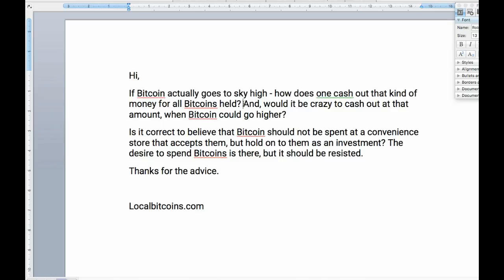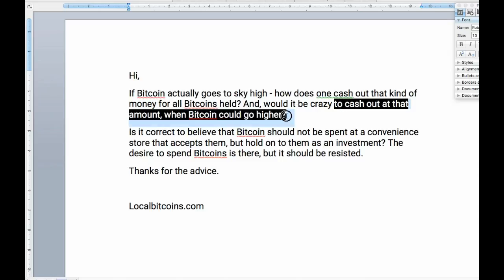Second part is, would it be crazy to cash out at that amount when Bitcoin could go higher? This is an interesting question, because part of this paragraph we've got, if Bitcoin actually goes sky high, but would it be crazy to cash out at that sky high level? Well, I think you've kind of answered your question. If you think for you it's sky high, then it kind of denotes that it's at a very, very overvalued point. No one can answer that question for you. Would it be crazy to cash out at that sky high amount? No, of course not.